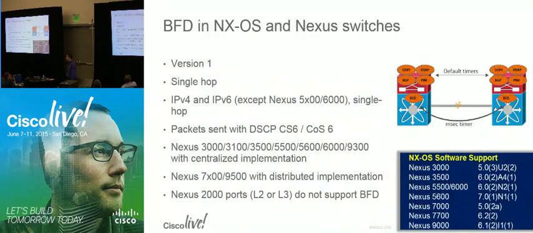BFD in NX-OS. By now, we have pretty comprehensive support. So you've got single-hop BFD, right? There's no multi-hop. We have V4, we have V6. We just added the V6 support for the Nexus 9K. So that was probably one big thing outstanding. The Nexus 5K, 6K don't have it yet, but it's coming as well. Okay? So two things: centralized implementation for most platforms. For Nexus 7K, you have offload, and the Nexus 9500. And there are a few slight differences in how we do it between the two platforms.